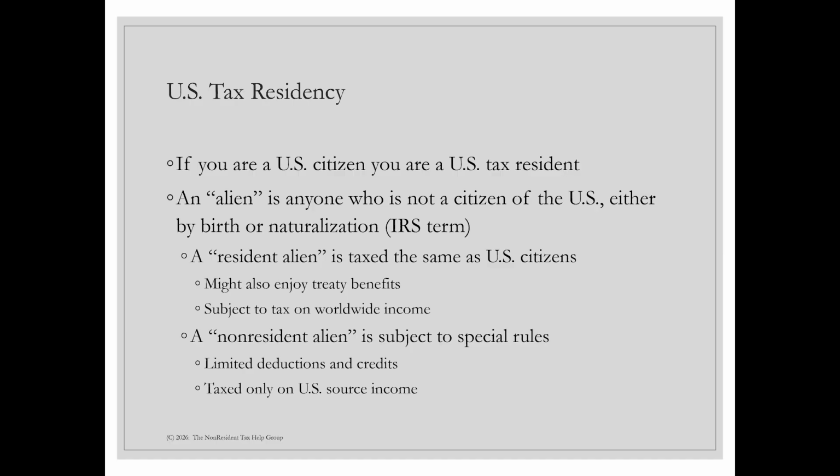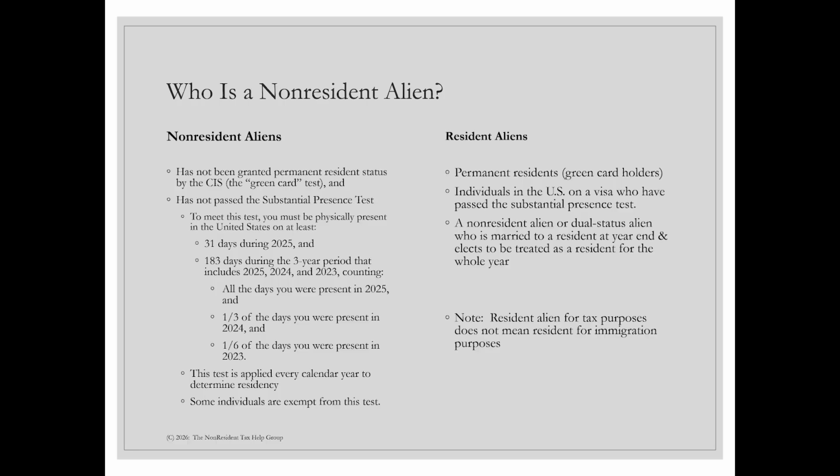A resident alien is somebody that is basically taxed as the U.S. citizen. You might still enjoy treaty benefits, although they're not very common, but you're going to follow all of the same general U.S. tax rules, which means you're going to pay U.S. tax on your worldwide income. A non-resident is subject to special rules. They have limited deductions and credits, but the good news is that they're only going to be taxed on their U.S. source income.